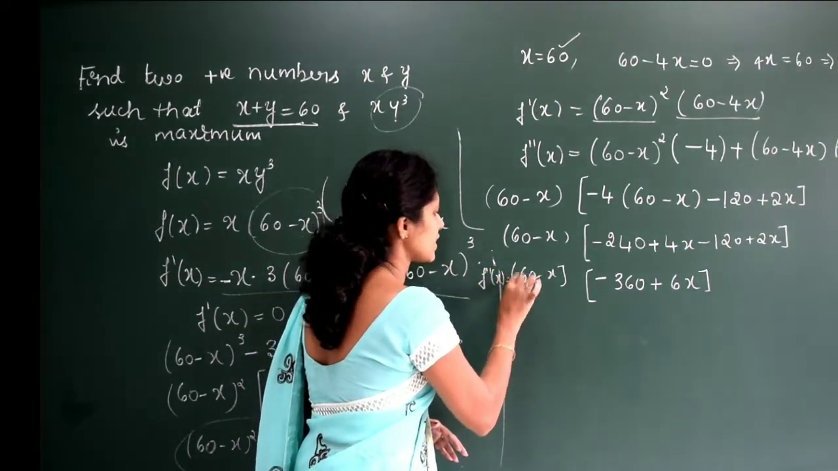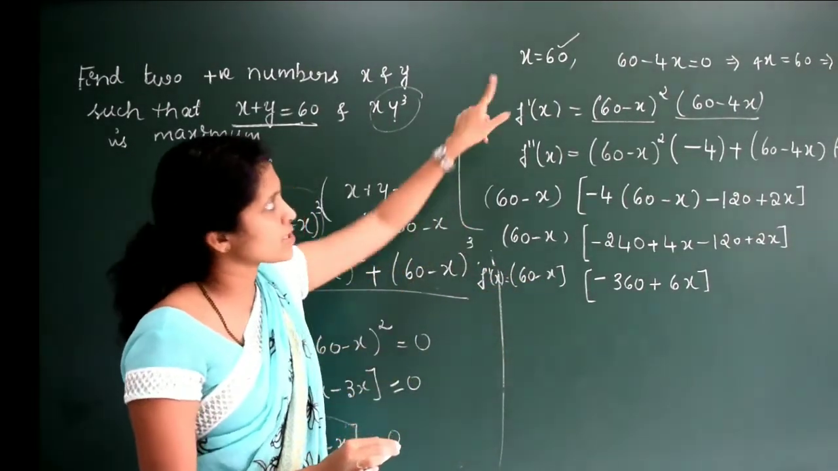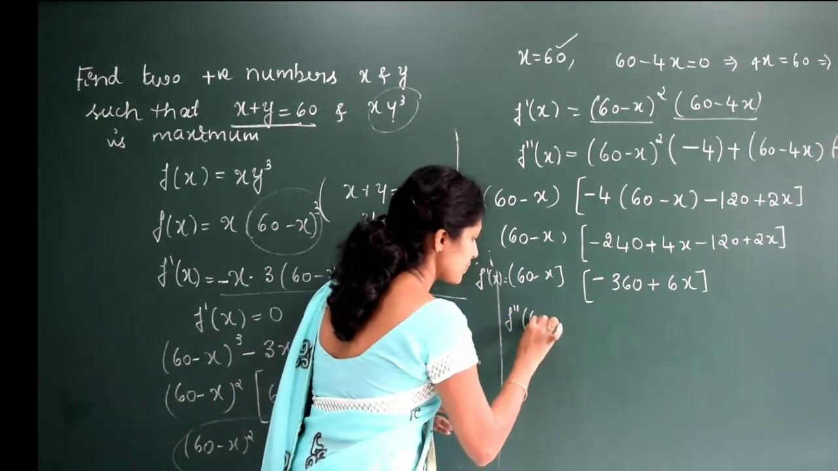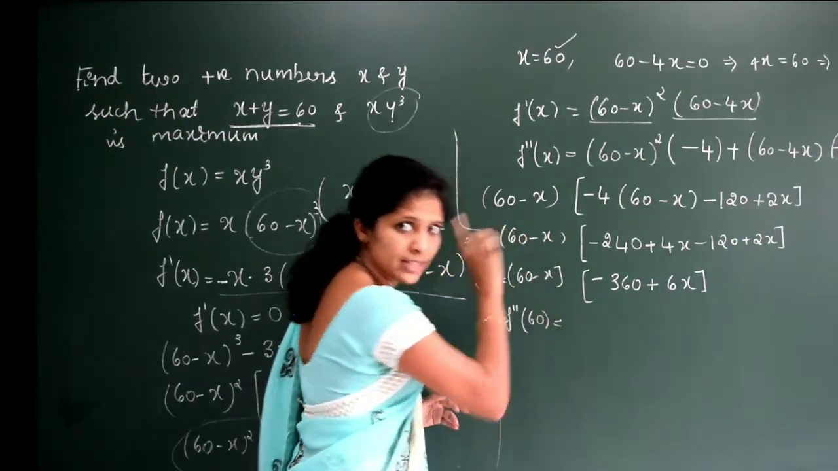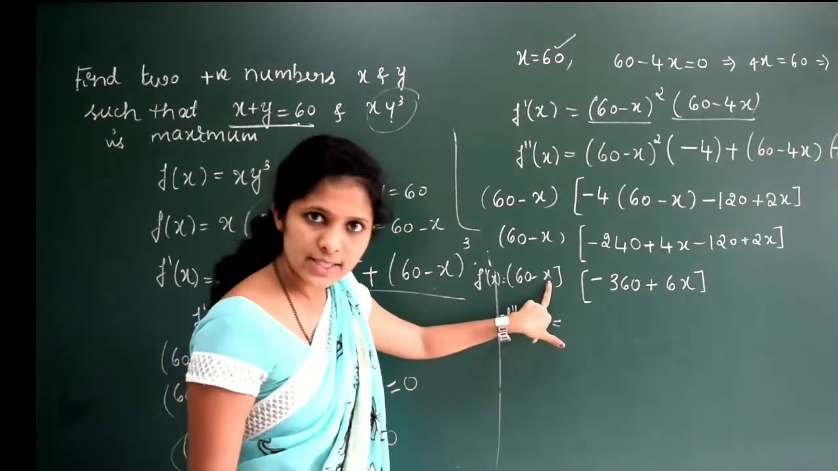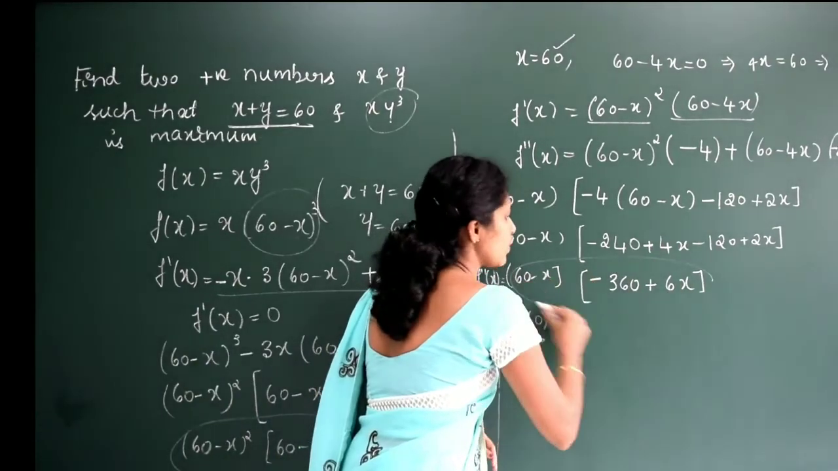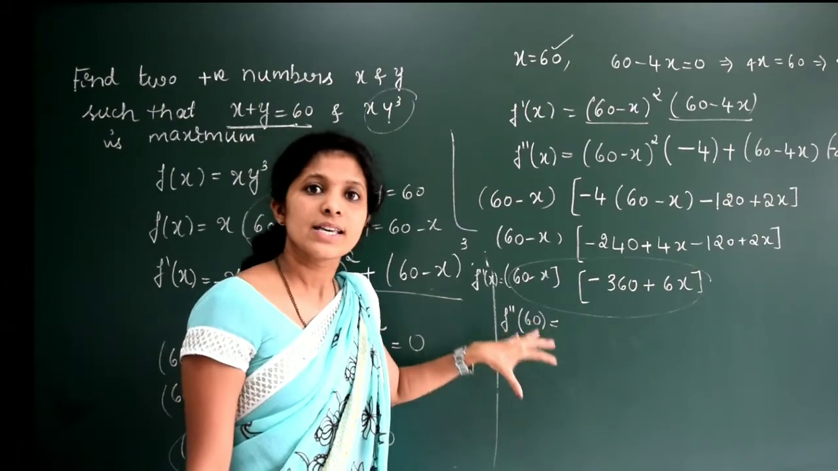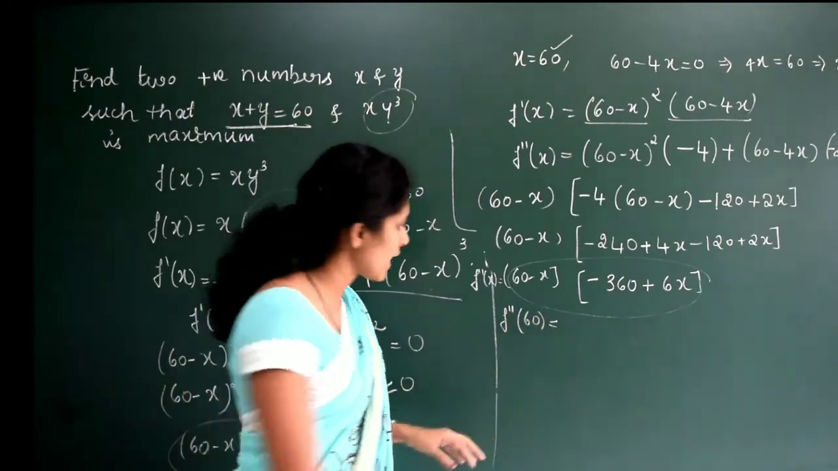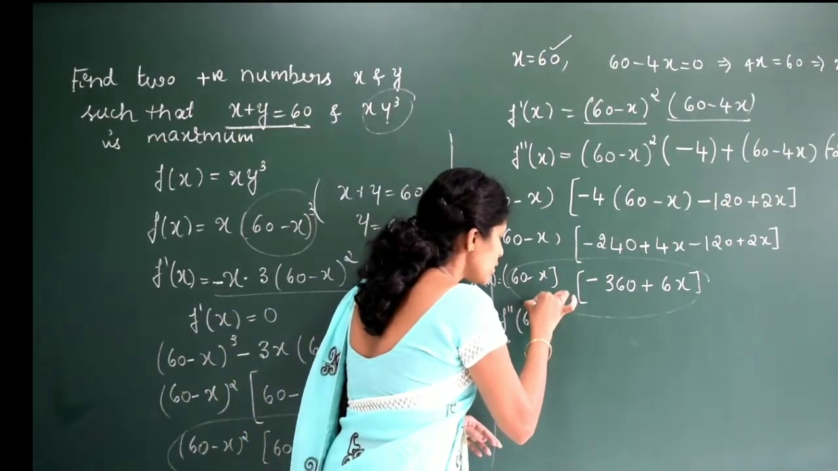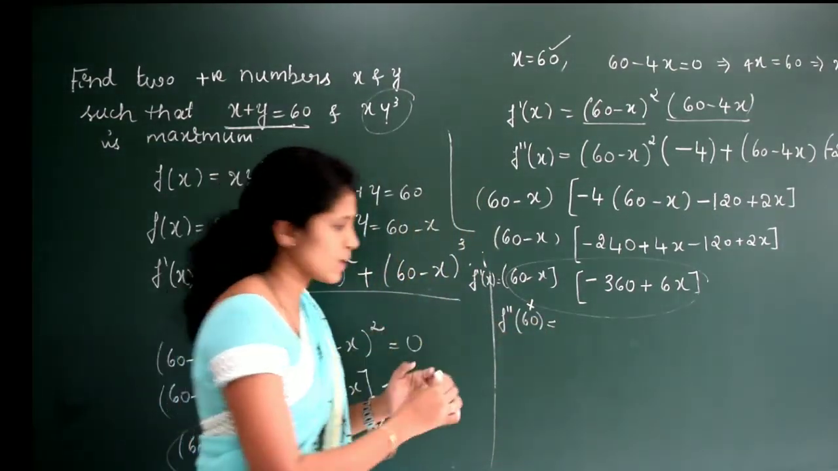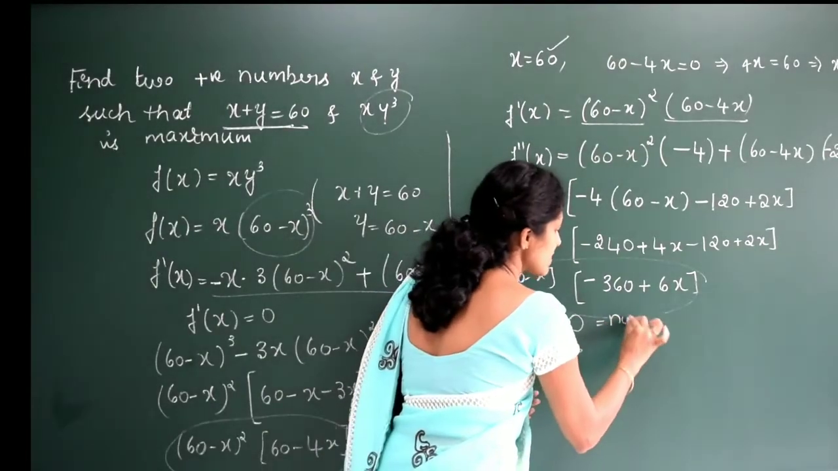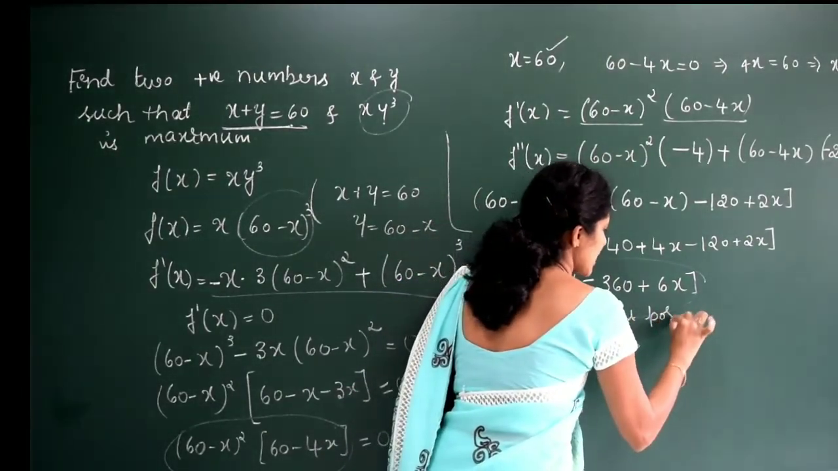Now we have to check with the critical points, right? So critical points are 60 and 15. If I substitute f double dash of 60, is it clear? Now we are checking at the point x is equal to 60. If I substitute this as 60, the whole term will be equal to 0, right? If the whole term is equal to 0, then we cannot go with the second derivative test. If we substitute x as 60 in f double dash of x, we will get 0, so it is not possible by using the second derivative test.